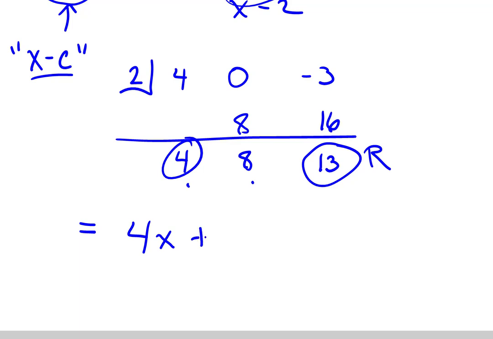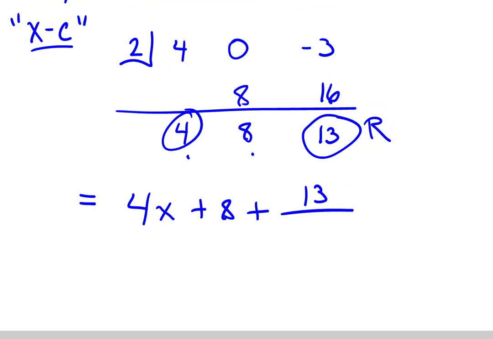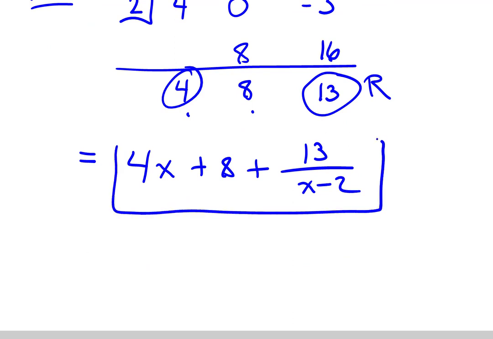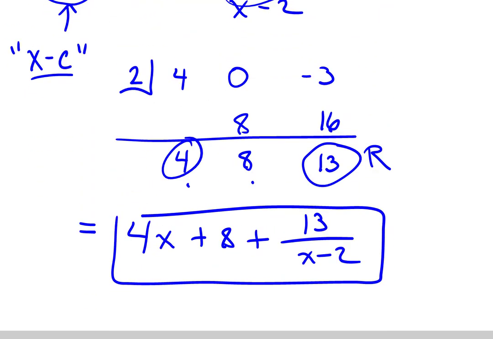So we'll say plus 8 since it was a positive 8 that followed. And that's it, except for the last term, which was the remainder of 13. It was a positive 13, so we'll say plus. And remember, we always write our remainders in fraction form over the original denominator, which was x minus 2. And so there we have it. 4x plus 8 plus 13 over x minus 2 is our quotient, our final result. And that's all done using synthetic division in this case.